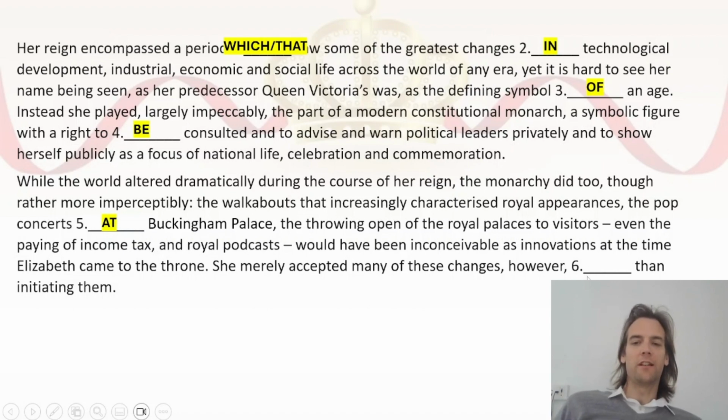And number 6, probably the only difficult one, she accepted the changes, as in making it a bit more democratic and equal and fair. She accepted them rather than initiating them. She didn't want to do it. We had to fight for it against the tyranny and so on.